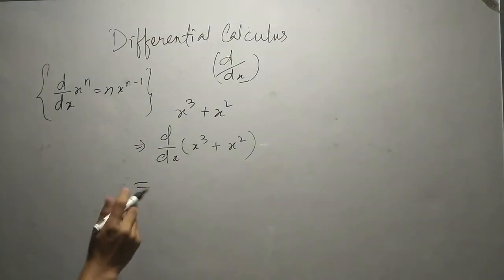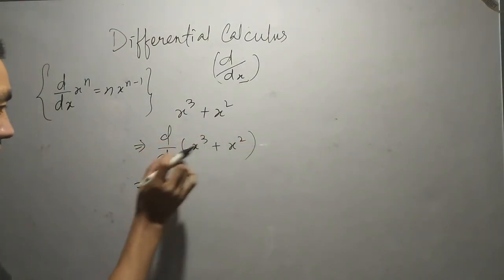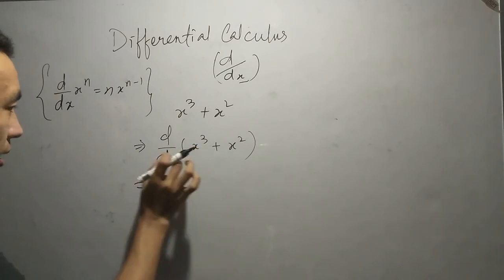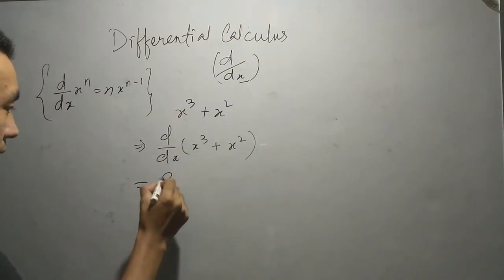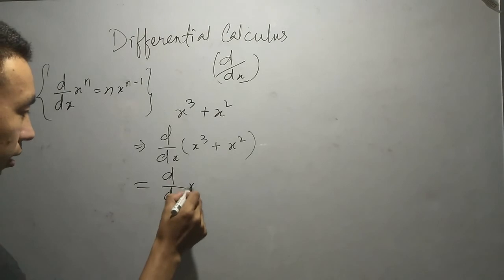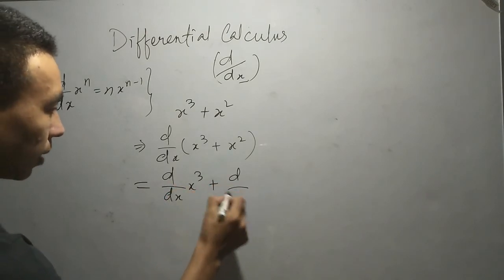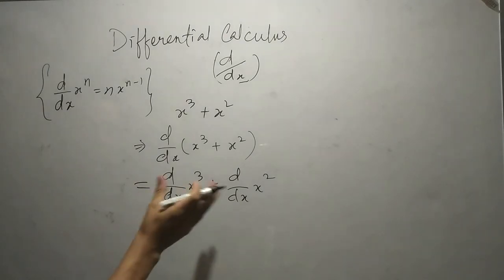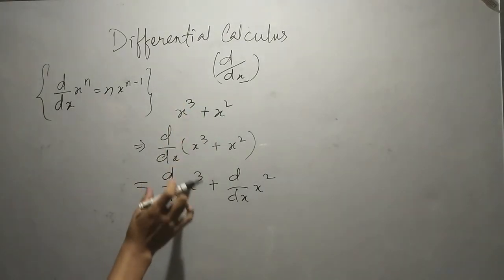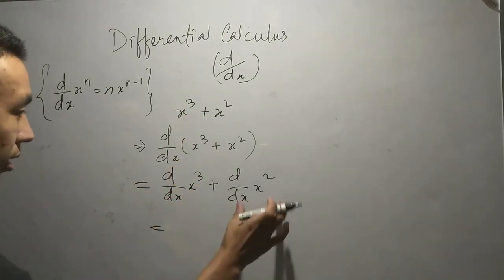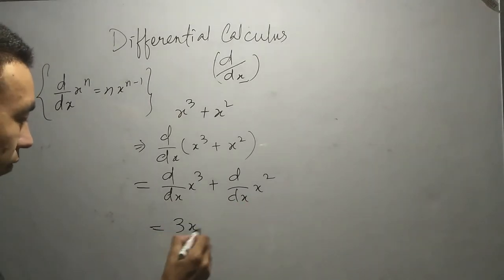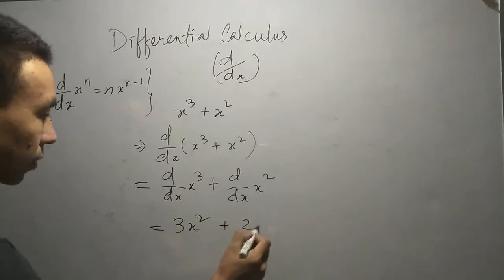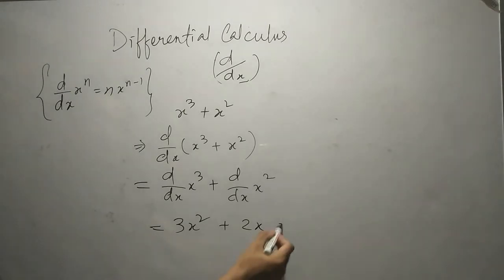Now in the next step, we can apply d by dx to this one and d by dx to this one. So it will be d by dx of x cubed plus d by dx of x squared. We have already solved for this set and this set, so I'll just write it for you directly. So this is how we will get the final answer.